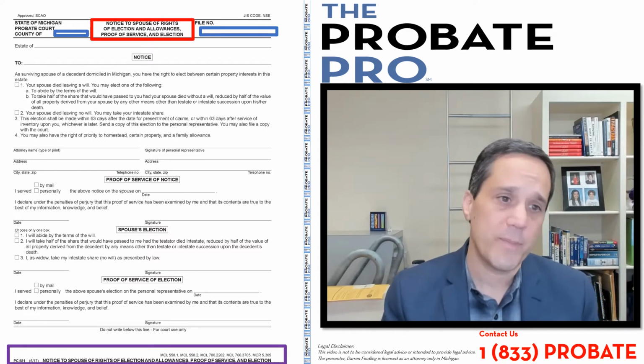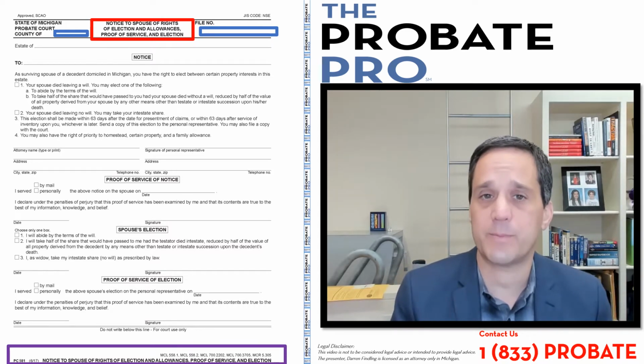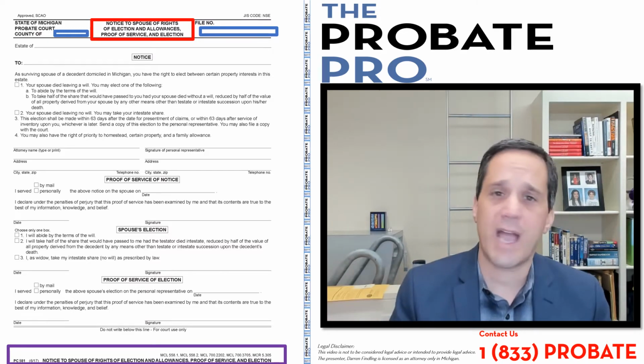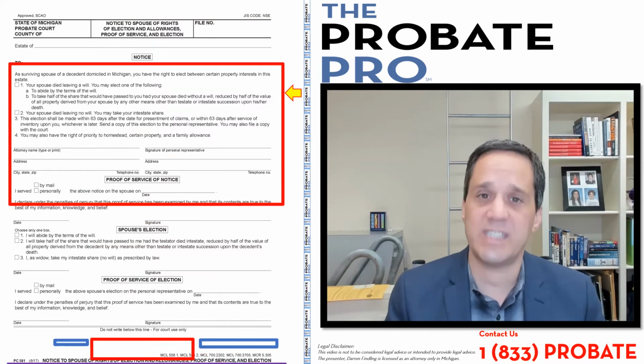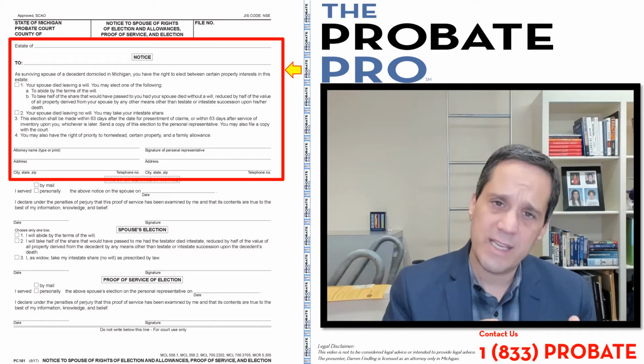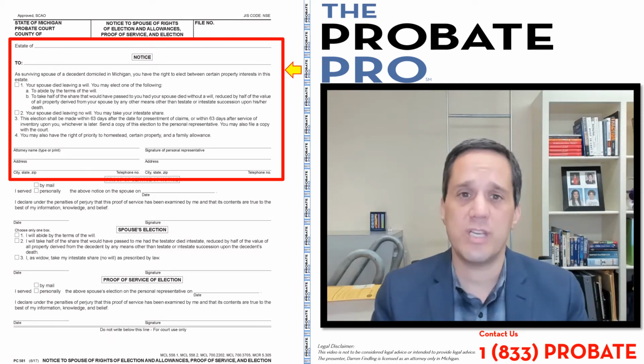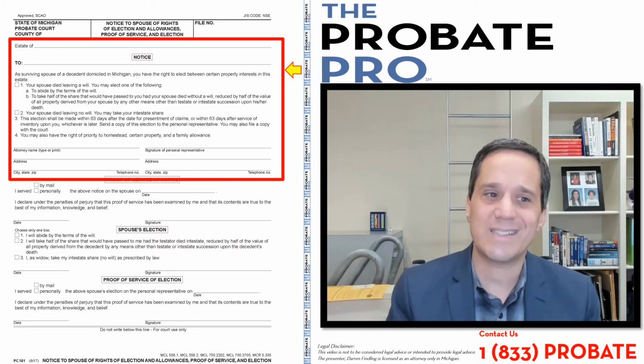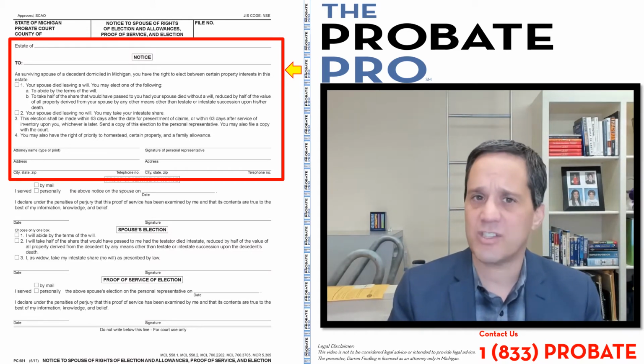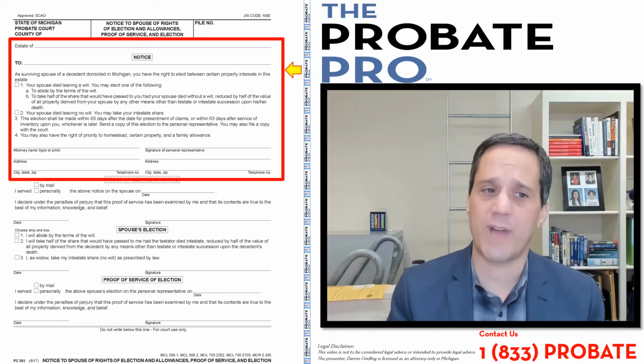Top left corner is the county in which the probate case is pending. Top right corner, pretty obvious, the case number for the deceased probate estate. The estate of is simply the name of the estate which is being administered. 2 is the section that is identifying the surviving spouse. It's directed to a surviving spouse.